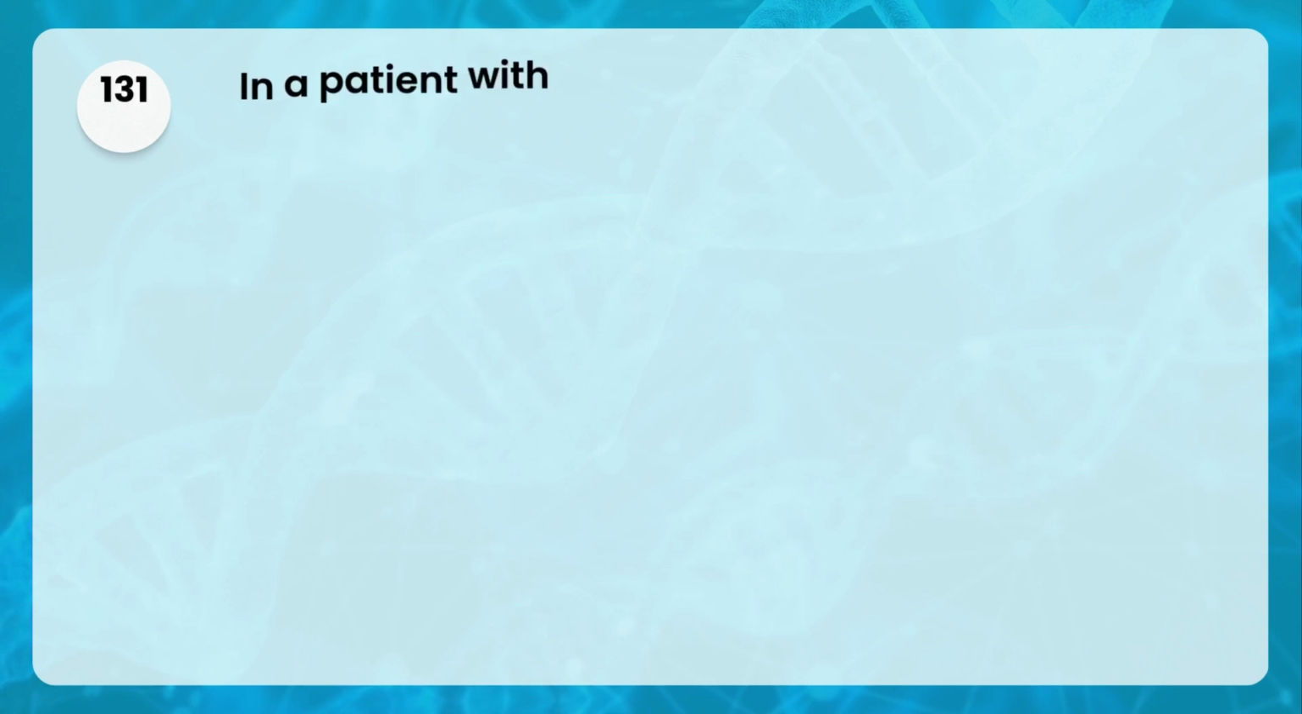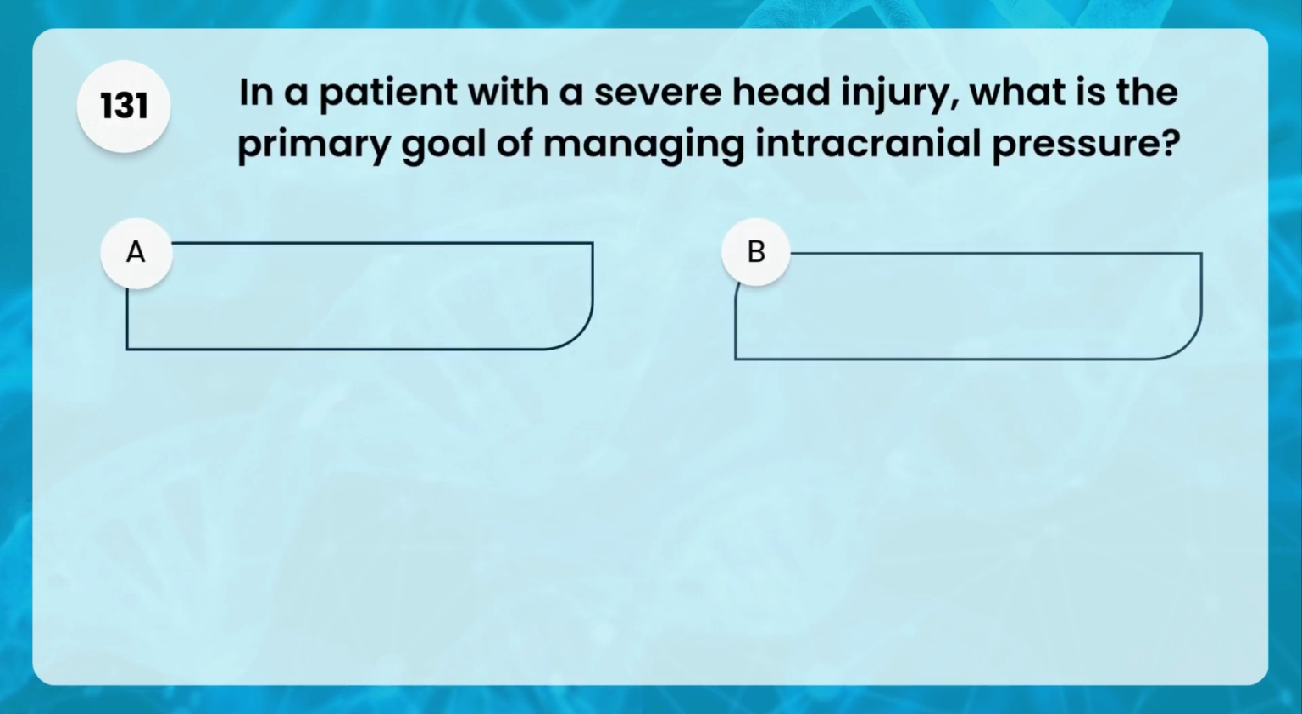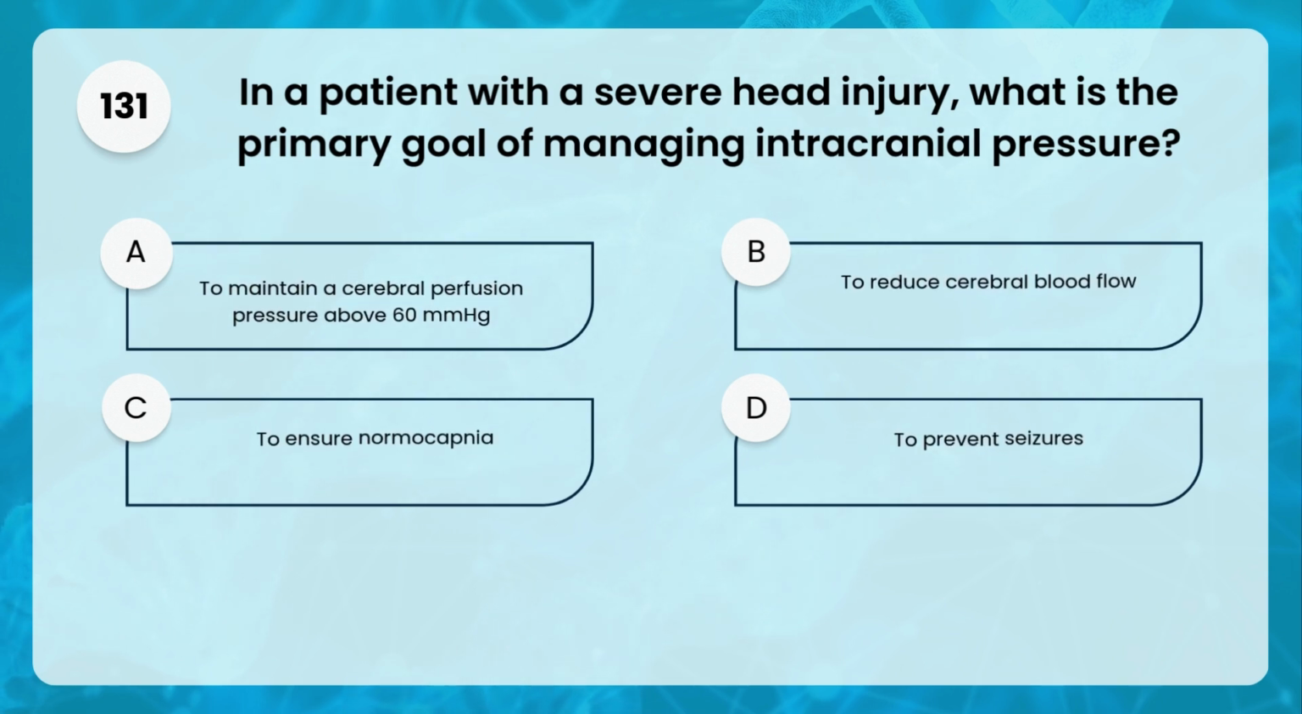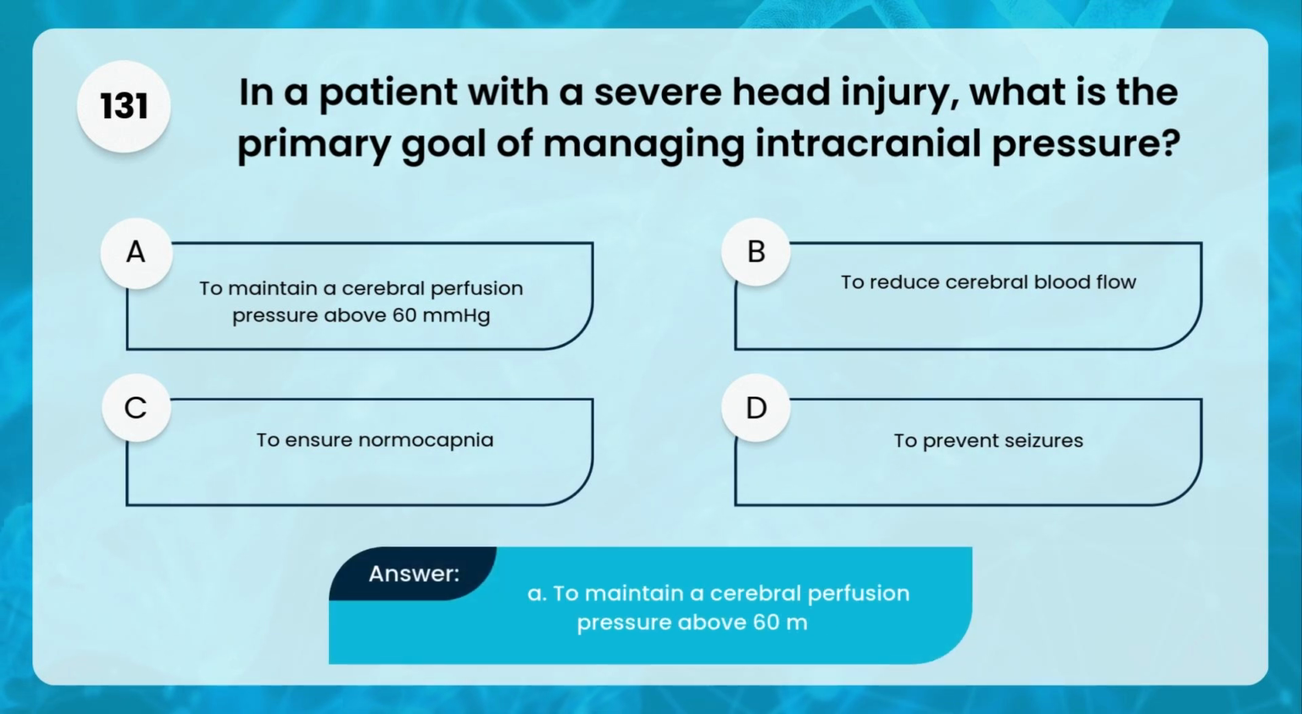131. In a patient with a severe head injury, what is the primary goal of managing intracranial pressure? A. To maintain a cerebral perfusion pressure above 60 millimeters mercury. B. To reduce cerebral blood flow. C. To ensure normal capnia. Or D. To prevent seizures. The answer is A. To maintain a cerebral perfusion pressure above 60 millimeters mercury.